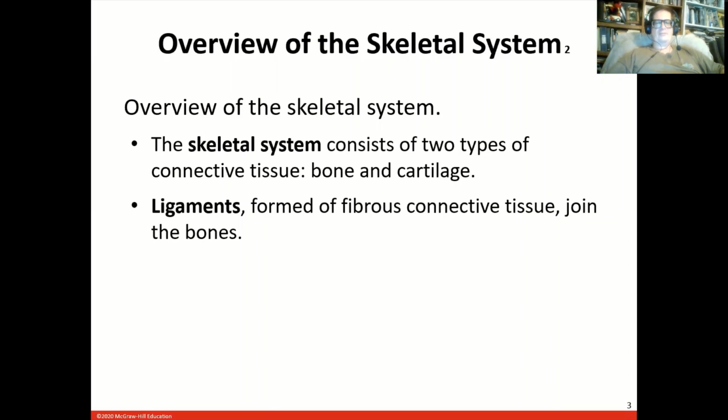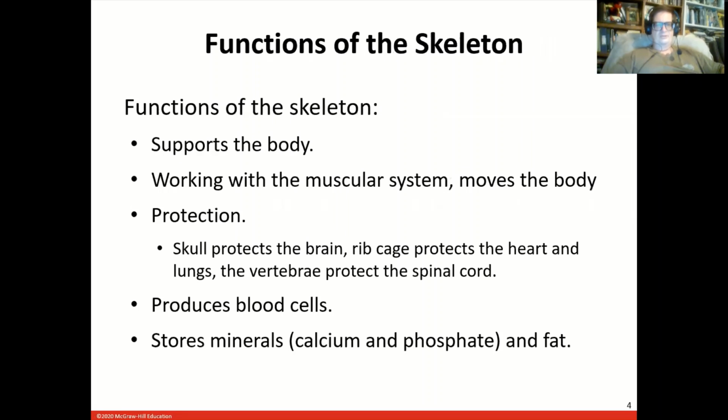Ligaments are fibrous connective tissue that you can see here join the bones. Totally true. The way I always say it when I'm trying to emphasize this to students, ligaments, the L should remind you that they link bones together. Tendons, the T should remind you that tendons tie muscles to bone. So tendons tie muscles to bone, ligaments link bones together. With that in mind, let's move on.